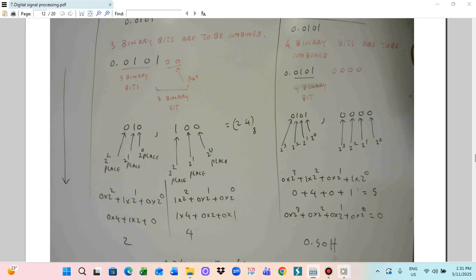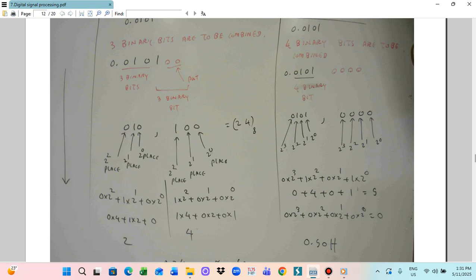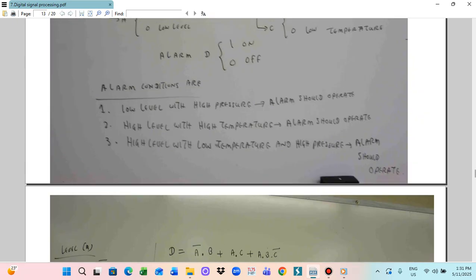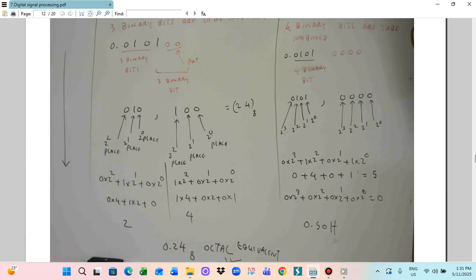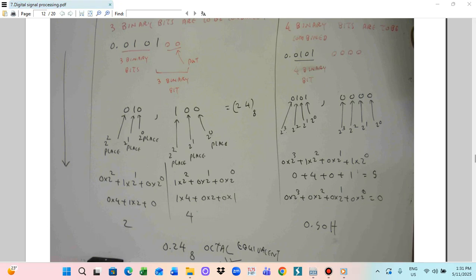Now we convert 0.0101 to hexadecimal. The first group is 0101, which is the four binary bits. For the second group, since you don't have any bits, you just put 0000. So what we have is 0101 and 0000.